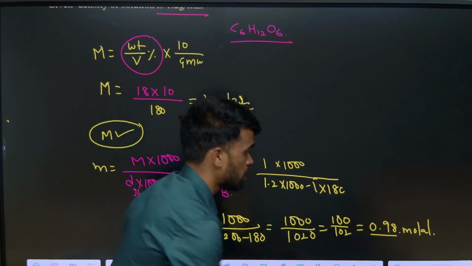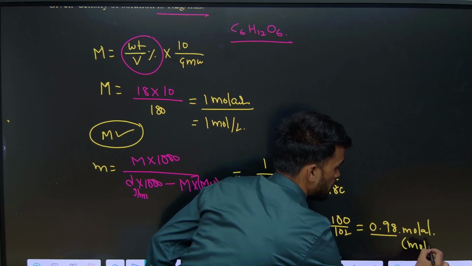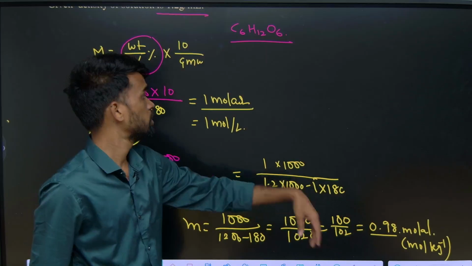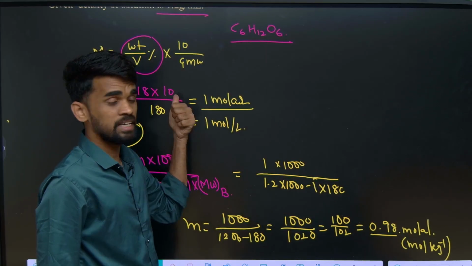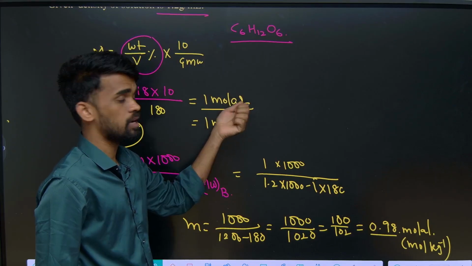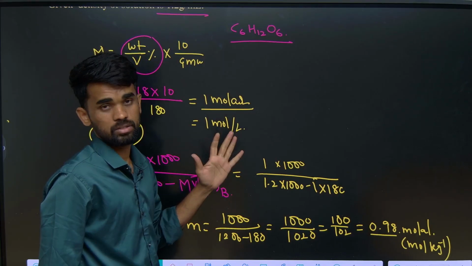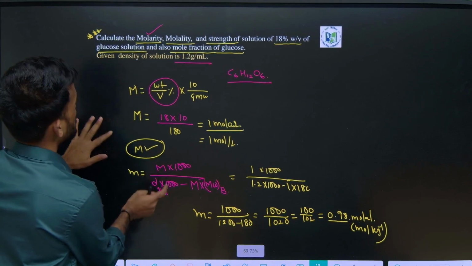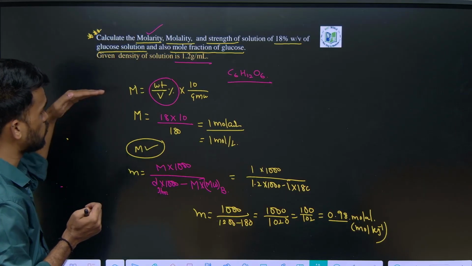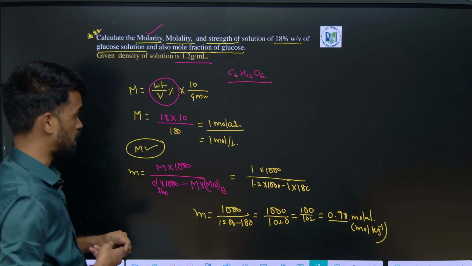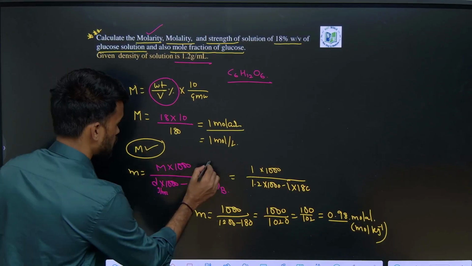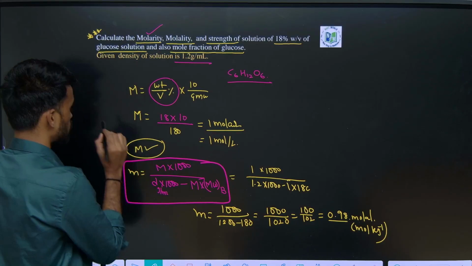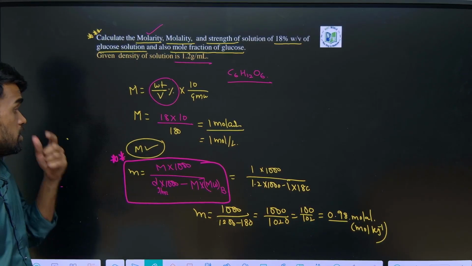When it comes to molality, you have to call it molal, or say mole per kg. If it is molarity, you have to say 1 molar solution or something like mole per liter. So these are the different units we can give for different concentration terms. I hope you are clear with how to find molarity and molality. This is the important relation that you must remember.